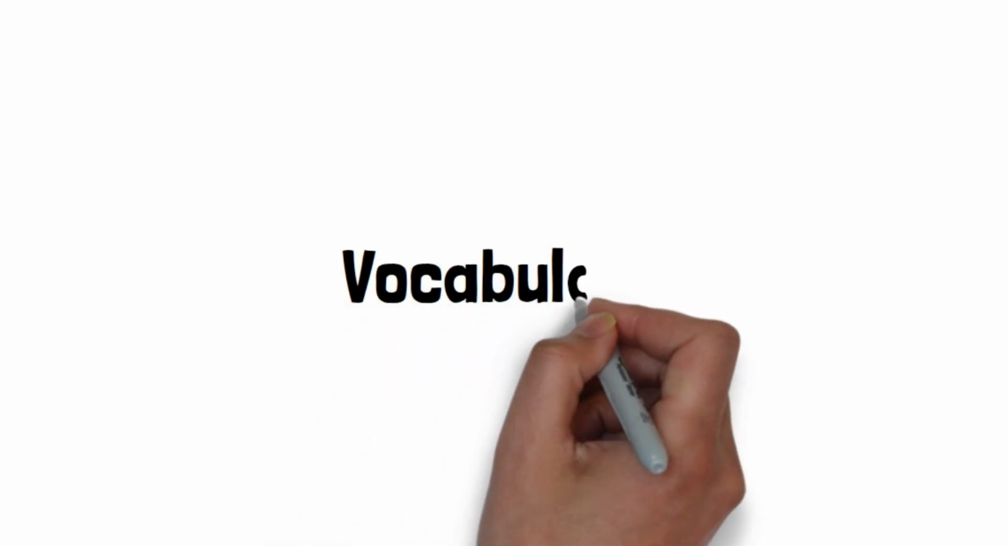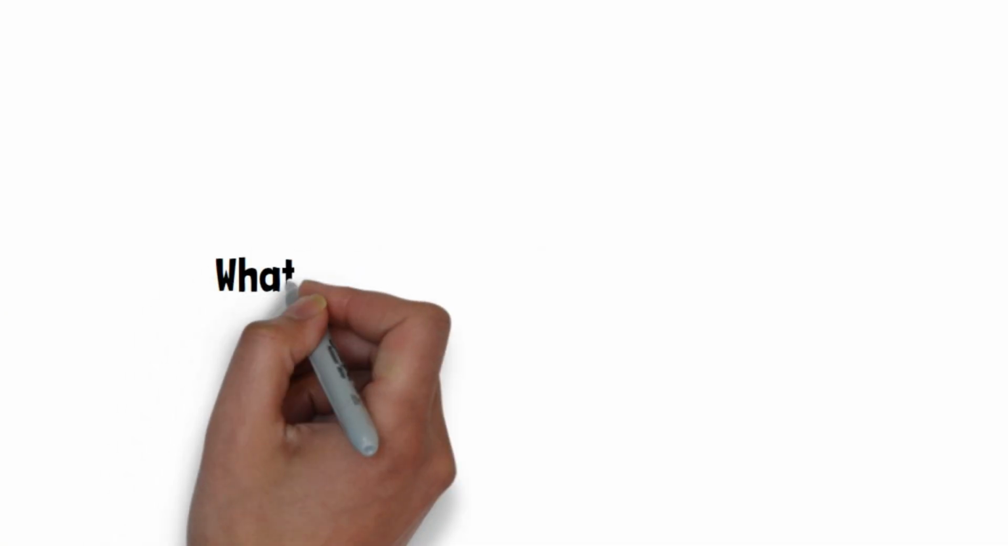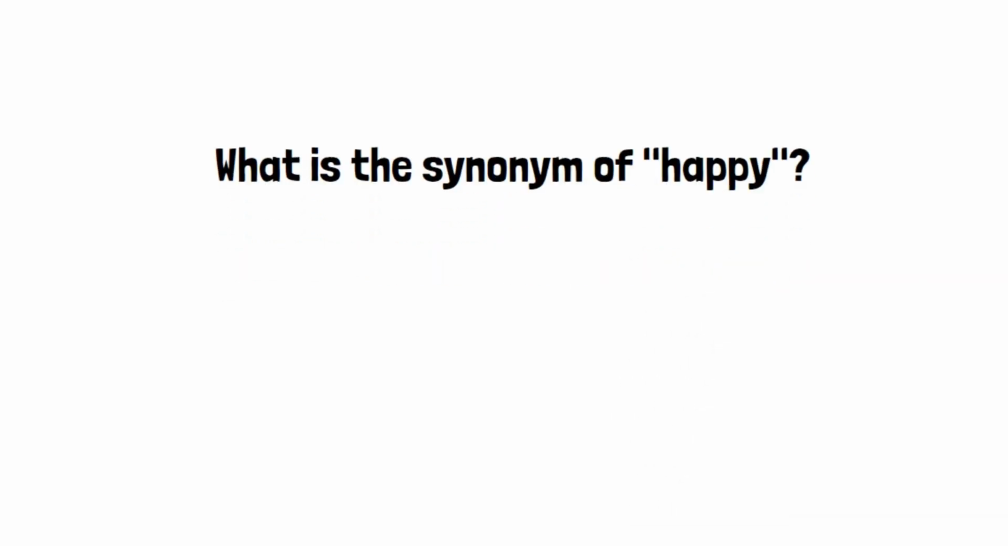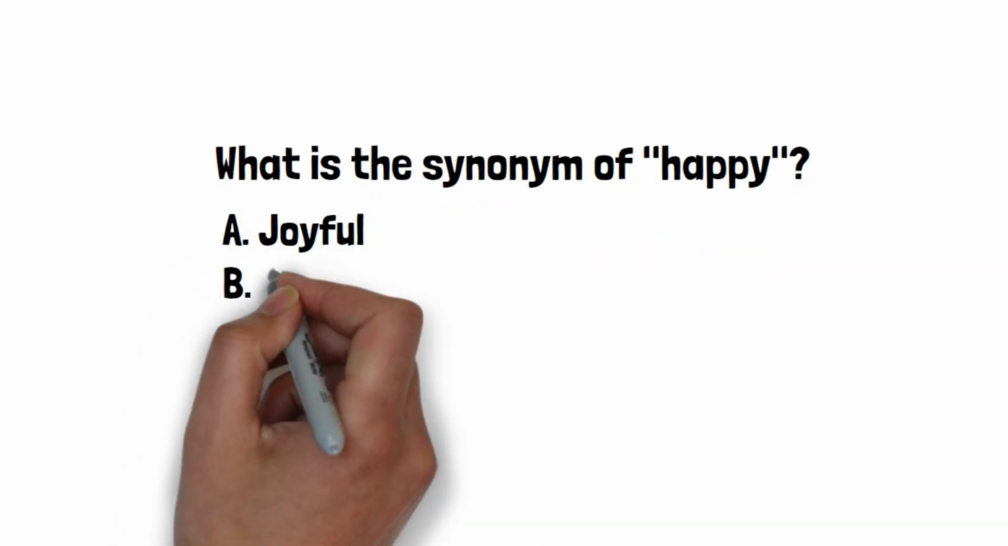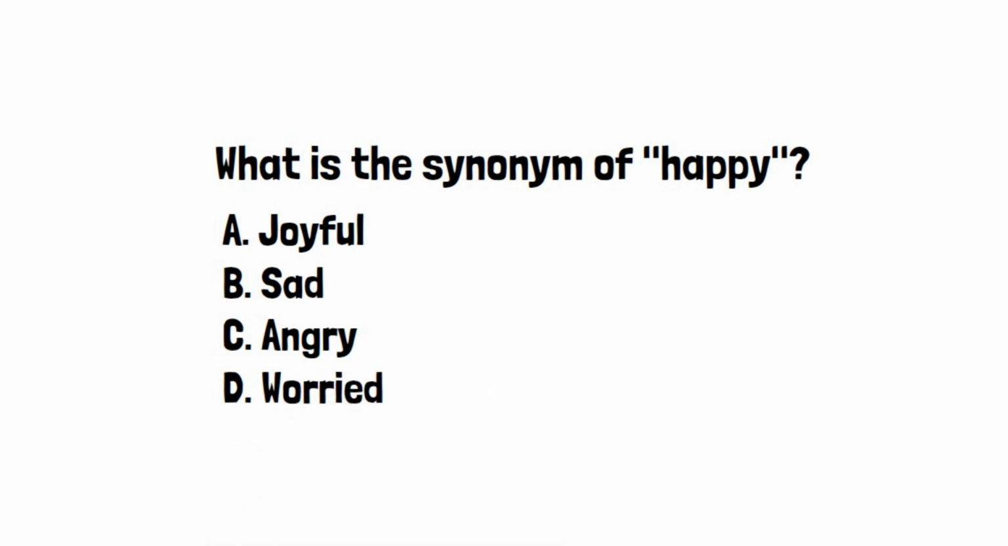Finally, vocabulary. This section tests your language skills and knowledge of synonyms and antonyms, with 18 questions in total. Sample question. What is the synonym of happy? A. Joyful, B. Sad, C. Angry, D. Worried. Correct answer, A. Joyful. The goal here is to test how well you understand words and their meanings.